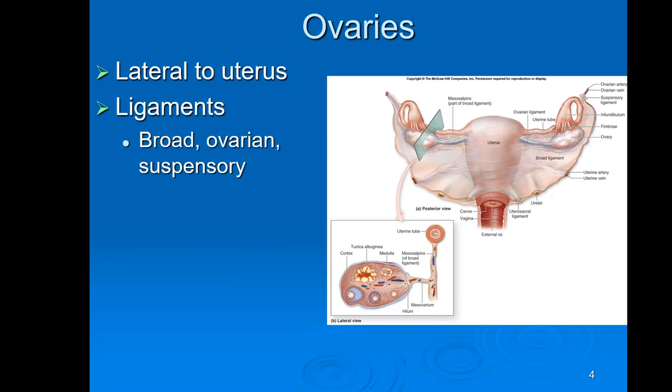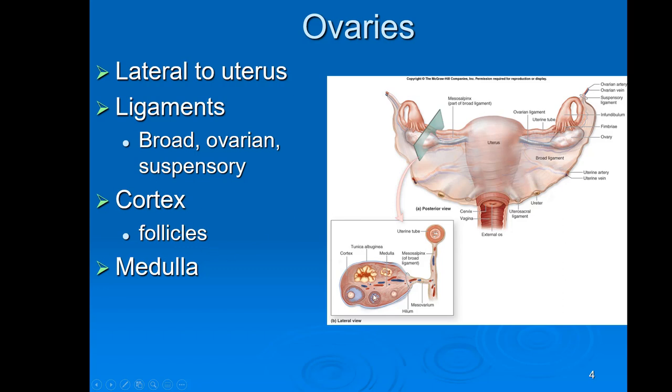Let's start with the location of the ovaries. You can see they're lateral to the uterus. Here's the uterus. The ovaries are here and here, and they're suspended by ligaments. There's a ligament called the broad ligament, which is this sheet of connective tissue. The suspensory ligament suspends it in space. And then the ovarian ligament connects it back to the uterus.